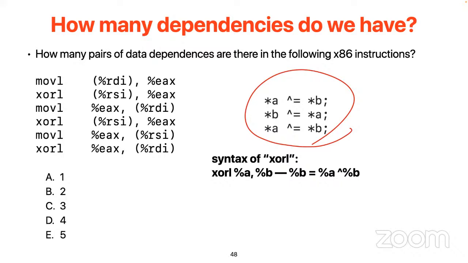So in modern processors, if you look at the syntax of the generated code, it's this sequence of code. And remember, the syntax of XORL is that if you have 2 registers, the latter one is the destination.